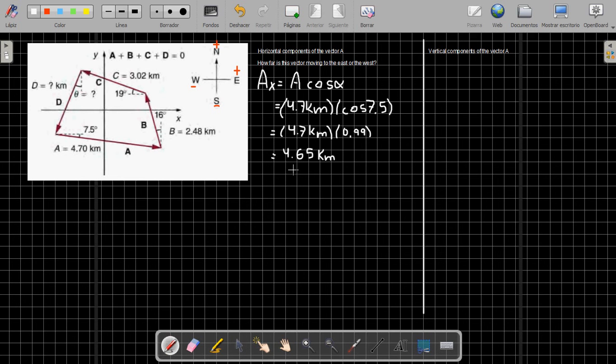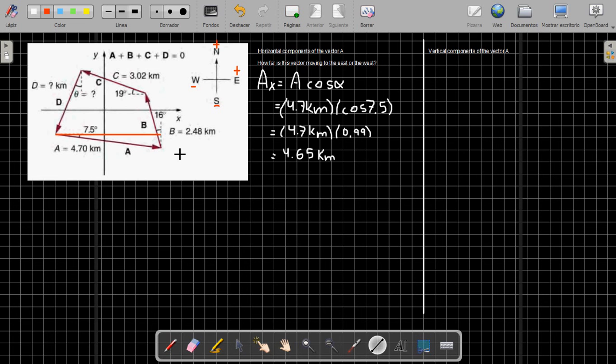Now, what is the meaning of all of this? ¿Qué significa 4.65 kilómetros? Well, the meaning of that is that it's moving from here 4.65 kilometers to the east, or it's 4.65 kilometers more to the east than the previous position. Está en esta ocasión 4.65 kilómetros más al este de lo que estaba al inicio. Entonces, a pesar de que su movimiento fue inclinado un poquito hacia el sur y se movió 4.70, termina estando 4.65 kilómetros más al este de lo que estaba al principio.